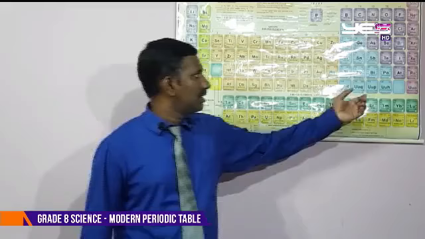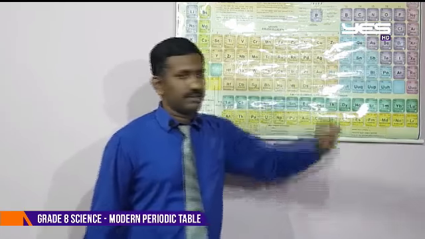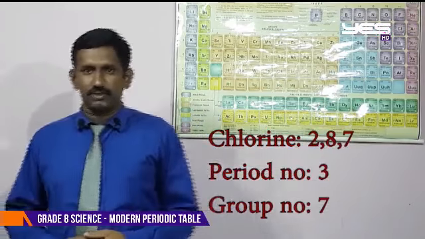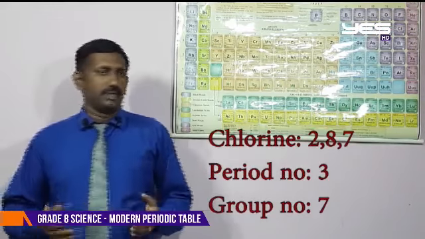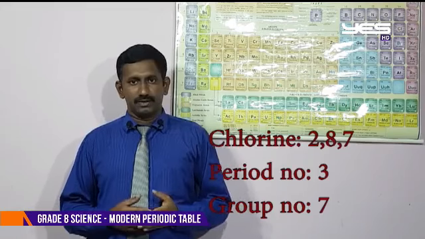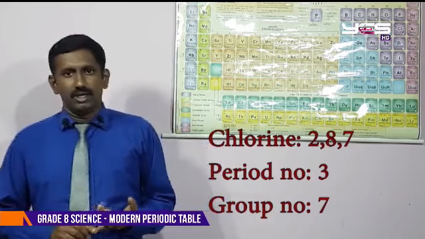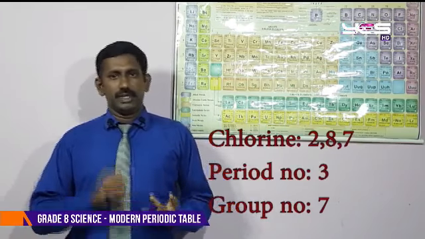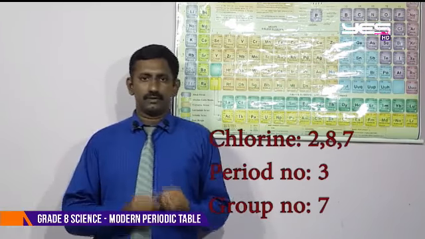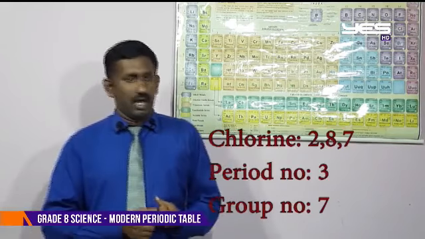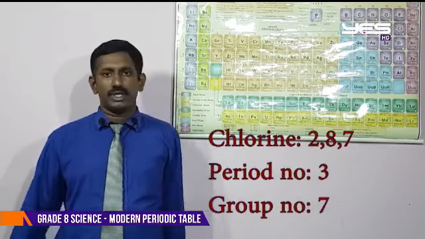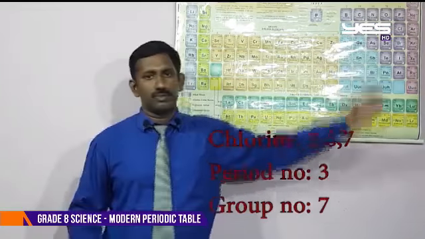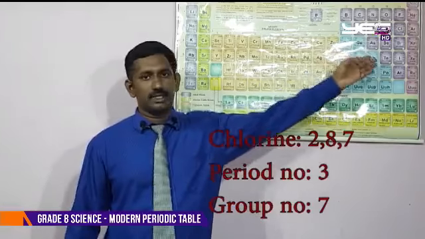Take another example, chlorine. Chlorine atomic number is 17. We can arrange the electrons as 2, 8, 7. That means it contains 3 shells, right? 2 in the first shell, 8 electrons in the second shell, and 7 electrons in the third shell. It contains 1, 2, 3 shells. And the outermost shell of the chlorine atom contains how many electrons? It contains 7 electrons. That means it belongs to group 7 in the periodic table.